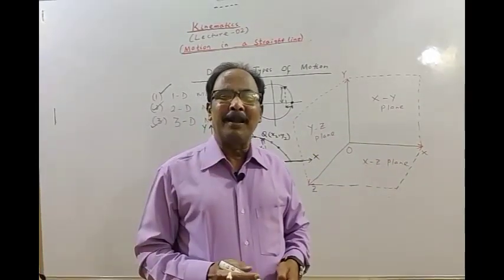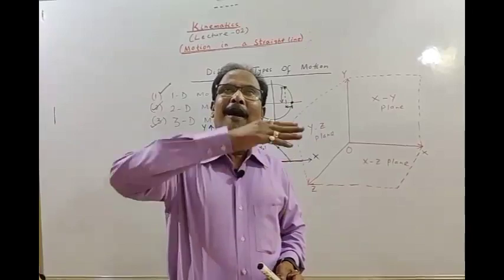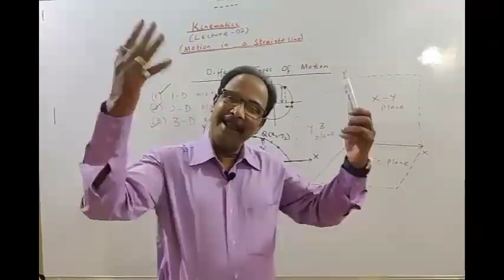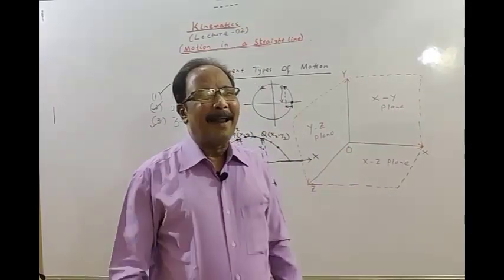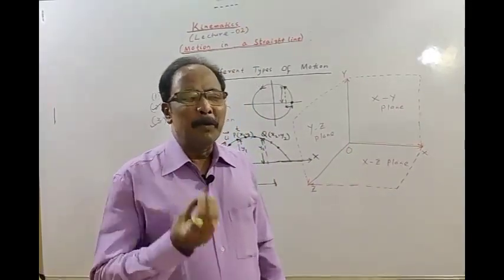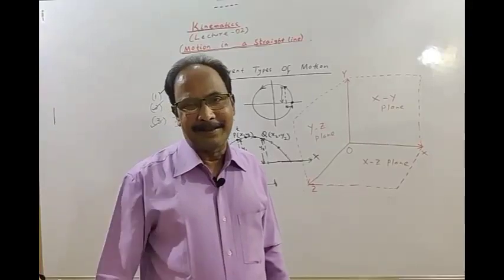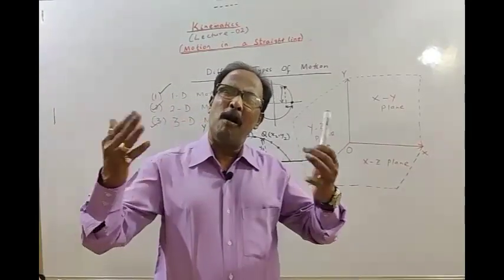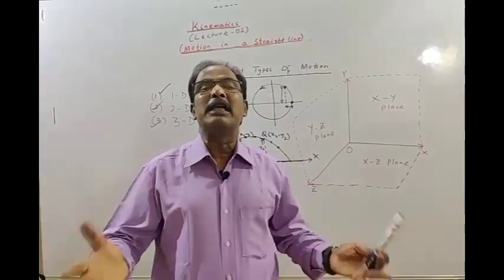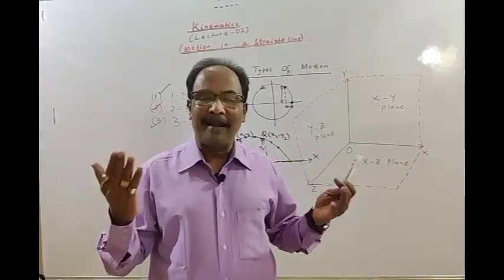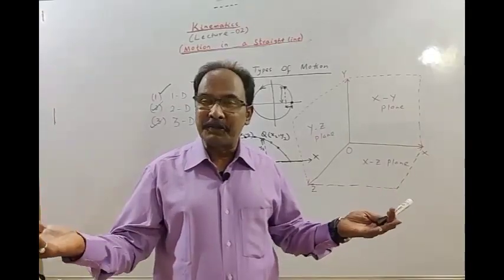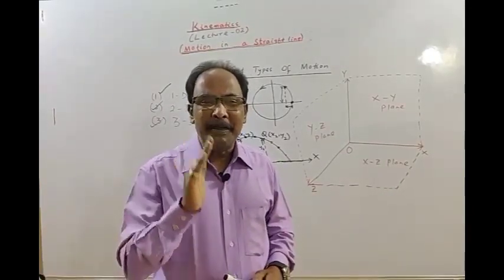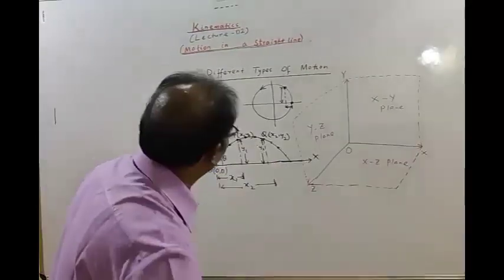Best example of three-dimensional motion: let a kite be moving, flying in air. Another best example is the motion of gas particles. Gas particles in space move randomly in all possible directions. Those are three-dimensional motion. So these are the basic ideas about types of motion.